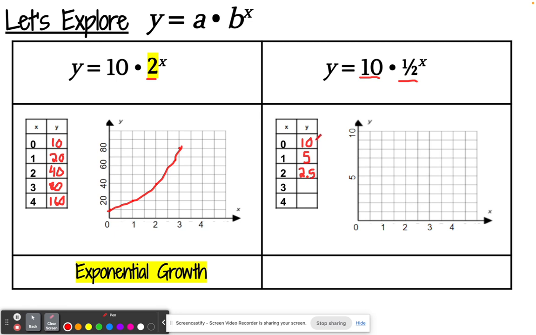And you can see your factor of change. You're multiplying by 1/2 each time. So 1/2 of 2.5 is 1.25. And half of 1.25 is 0.625.